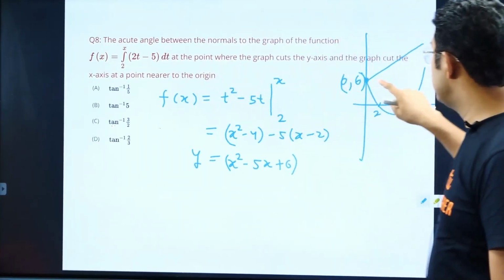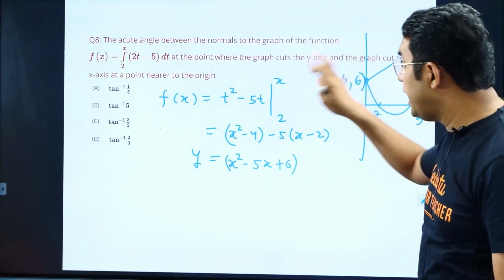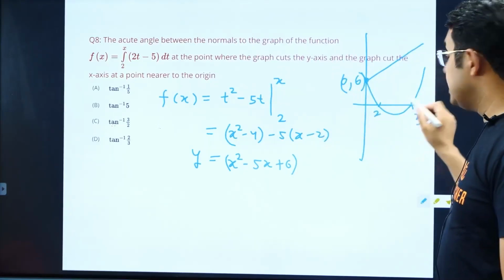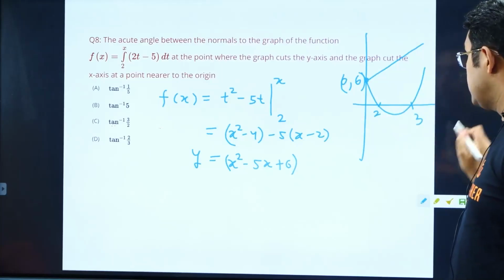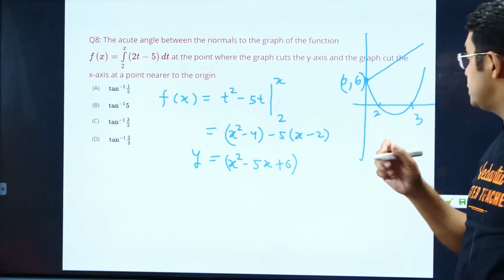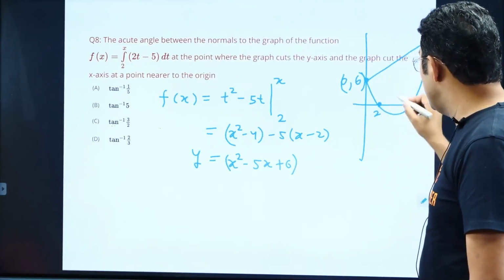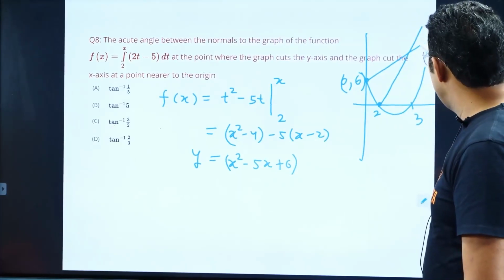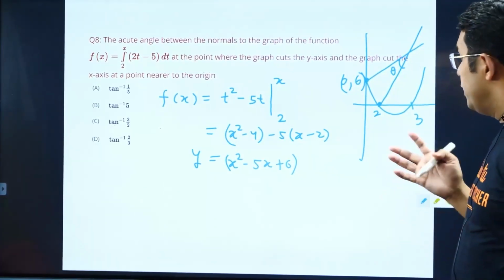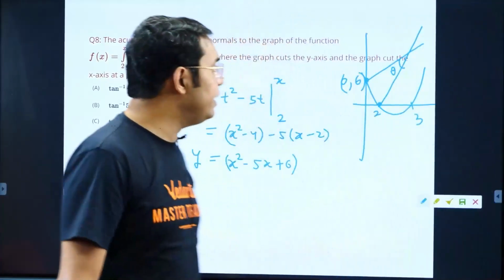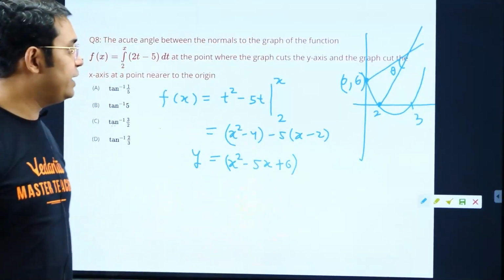And at the point where the graph cuts the x-axis nearer to the origin. There are 2 points where the graph is cutting the x-axis, one is (2, 0), one is (3, 0), but we are looking for the point which is nearer. So it will be (2, 0). Here also there will be a normal, and we have to find this angle theta. So we need to find the slope of the normal at (0, 6) and (2, 0), and then I think we are done.